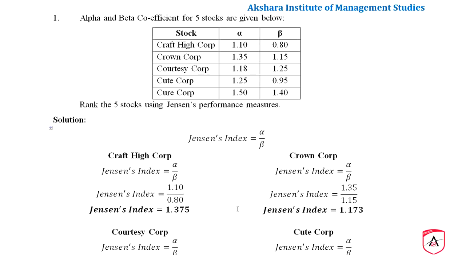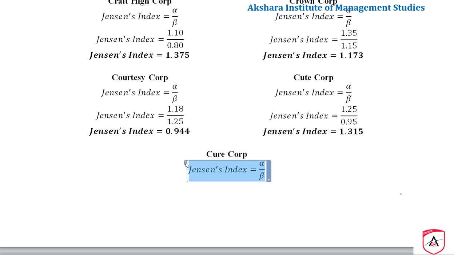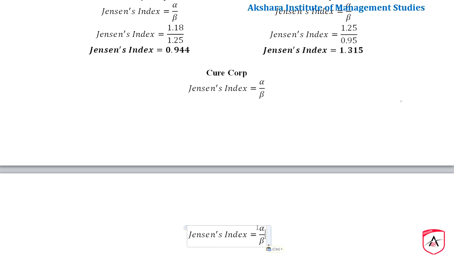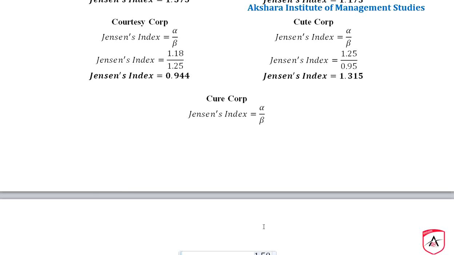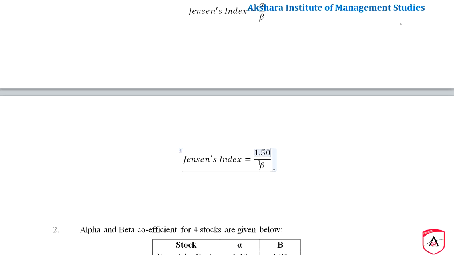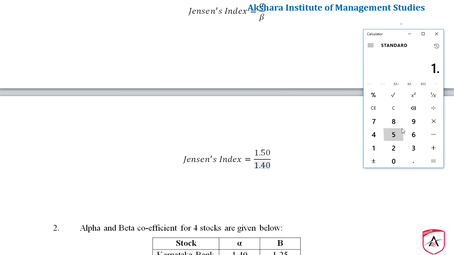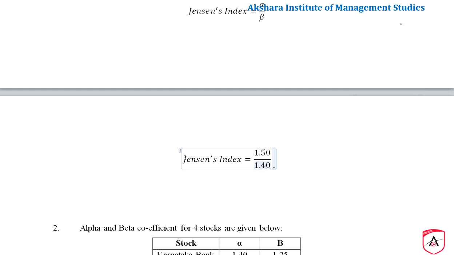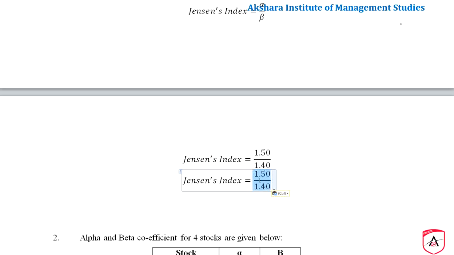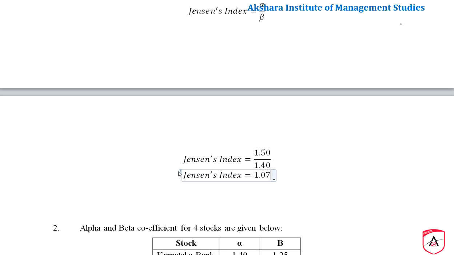And next is Cure Corp. For Cure Corp it is 1.50 and 1.40. 1.50 divided by 1.40 equals 1.07.